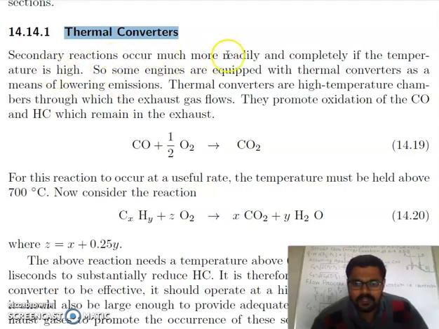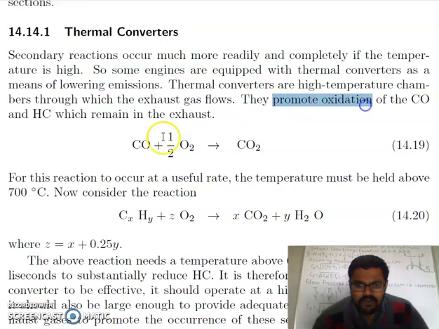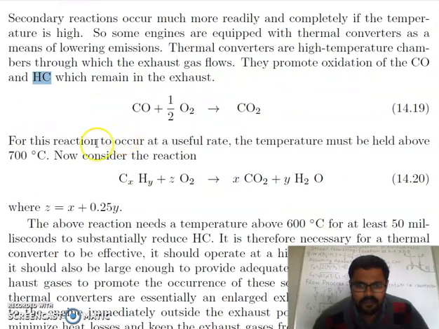Secondary reactions occur much more readily and completely if the temperature is high. Secondary reactions are those reactions which occur after the expansion stroke has completed and the gases go out of the engine. So suppose you have carbon monoxide, it will react with oxygen to form CO2. So this is the reaction which will occur later on. This is the oxidation. The main function of a thermal converter is to promote the oxidation of carbon monoxide and hydrocarbon.